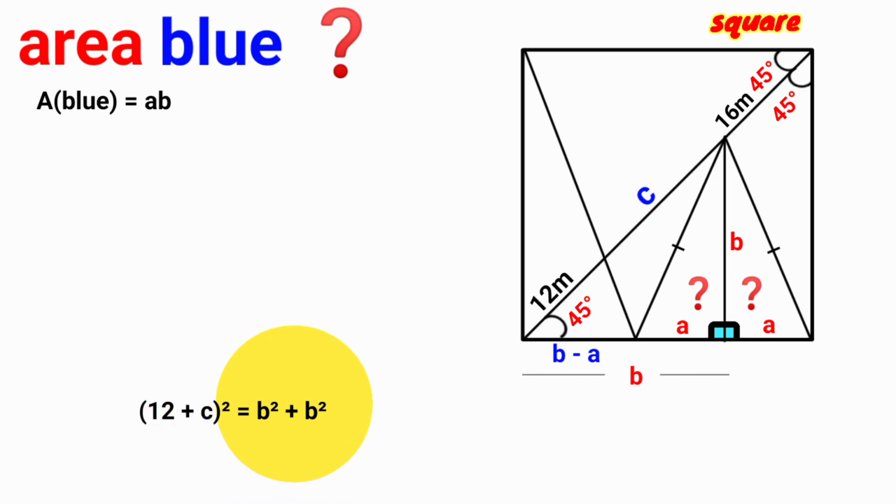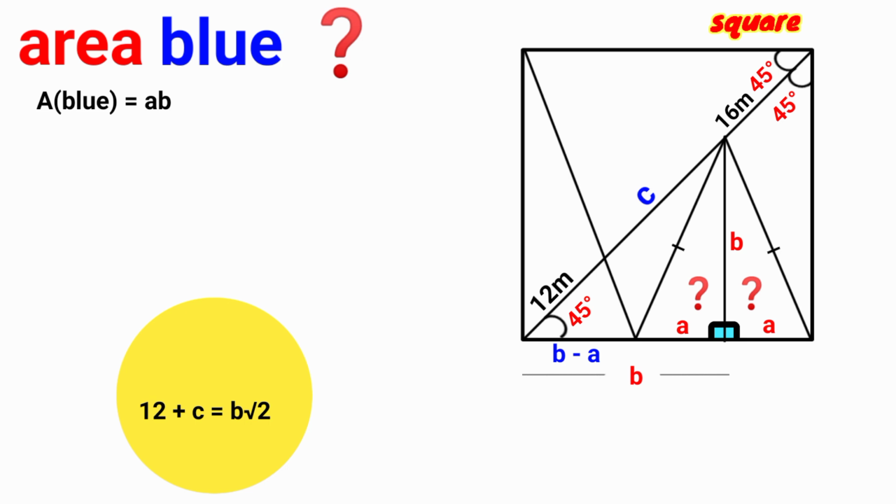B squared plus B squared is 2B squared. So (12 plus C) all squared equals 2B squared. Take the square root of both sides. Here square cancels square root, while here the square root of 2B squared is root 2 times the square root of B squared. Square root of B squared is B. Root 2 times B is B root 2. So 12 plus C equals B root 2.